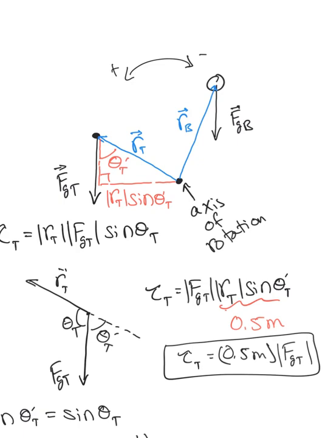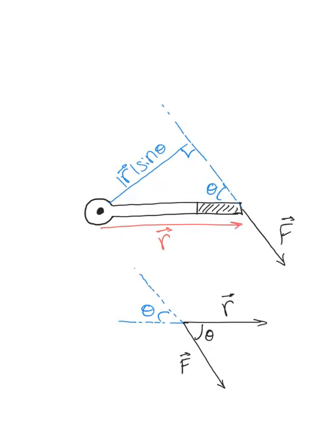Let me just take a moment and generalize this trick that we just did to any torque that we're interested in. Let's imagine that we have a wrench, and that wrench has some force applied to the end of it. And that force is being applied at some angle theta. So I've drawn my r vector here in red. I've drawn my force vector.